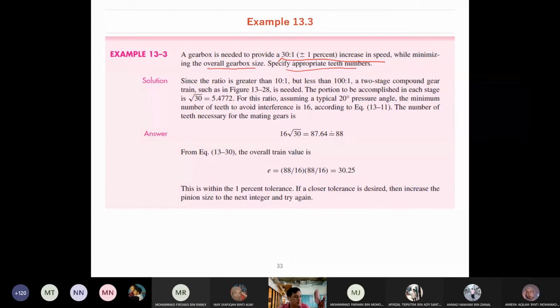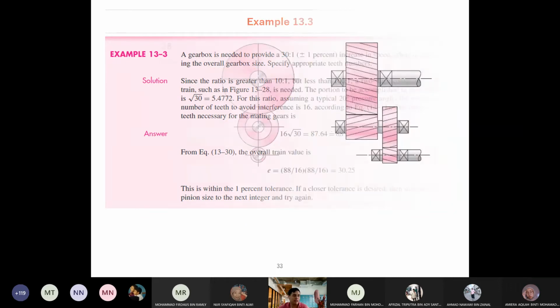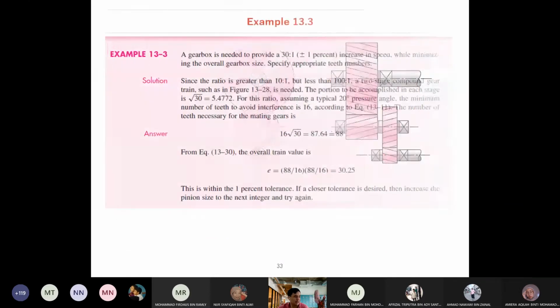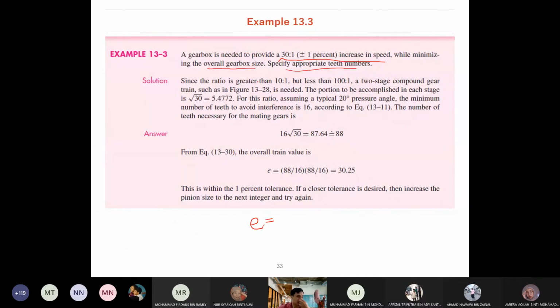Alright. So the first thing awak kena extract lah information daripada soalan. Dia kata to provide 30 to 1. Increase in speed. Apa maksudnya? This is the E lah kan? E. Okay. So awak tengok E kat, awak patah balik pada slide yang sebelum ni, previous slide, then you say that the problem with this kind of equation is, you know, you cannot use the one pair of gear, but instead you have to use the two-stage compound of gear train. Okay? Alright. Okay, itu soalan. Alright. Okay, so maksudnya awak kena lukis lah. Lukis two-stage of gear train.